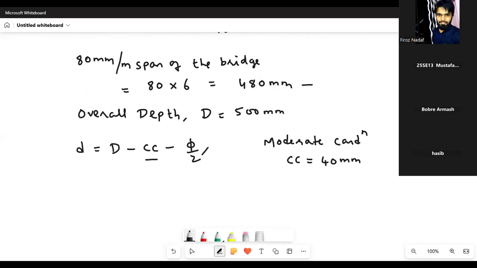Right. We will also assume that we will be using 20 mm diameter of the bar. If we are using 20 mm diameter of the bar, half of the diameter of the bar will be 10 mm. Okay. Small d equal to capital D is 500 minus CC is 40 mm minus half of the diameter of the bar is 10. So small d is equal to 450 mm.